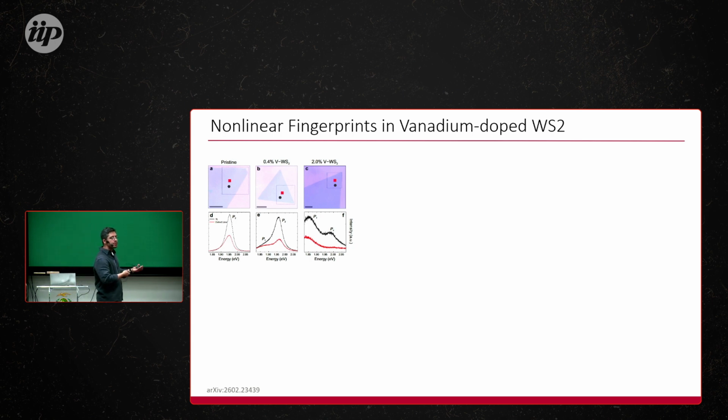I want to try to see these electronic transitions as well using another technique. But instead of using WSe2, we use WS2. That's the only difference, but the same methodology. So here we have 3 samples. One is a pristine one, no defects. Another one has a very low concentration of vanadium, and another one has a higher concentration of vanadium.